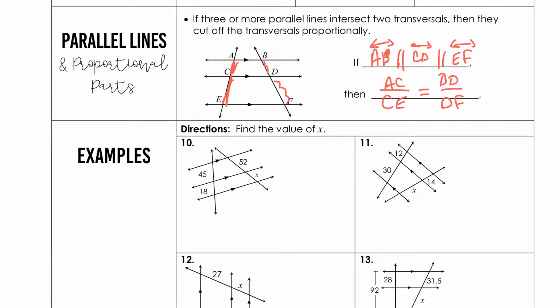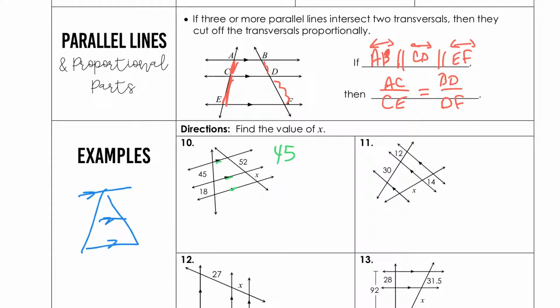Notice that nothing really changes. I like to look at it in this way. If I had a triangle, parallel line, and my third parallel line actually went through the vertex, notice the relationship here. So the parallel lines and proportional parts talks about if 3 or more parallel lines intersect two transversals, then they cut off the transversal proportionally. So let's do a couple examples. Example number 10. So we have the 3 parallel lines here, here, and here. So therefore, it's going to divide them proportionally.